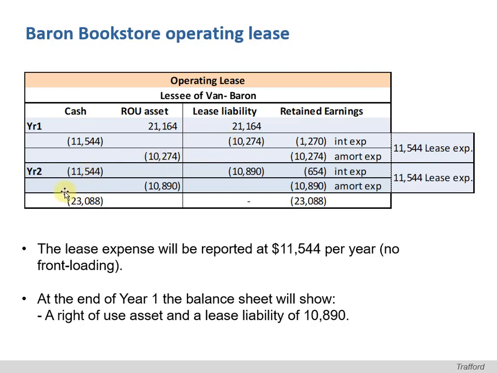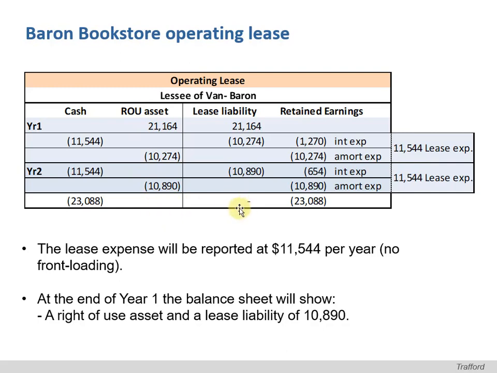We see the same thing happen in year 2. We record $654 of interest expense and reduce our lease liability by $10,890. These numbers again come straight off the loan amortization schedule. And then amortization expense is basically a plug such that these two things add up to $11,544, and the amount of amortization expense that we record determines the amount by which we reduce our right-of-use asset. At the end of 2 years, the right-of-use asset is 0, the lease liability is 0.